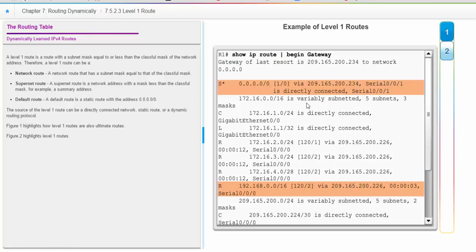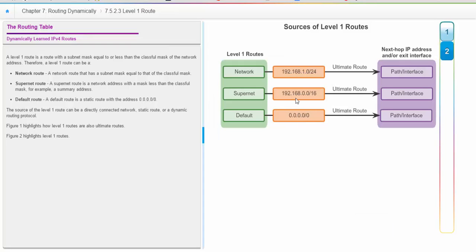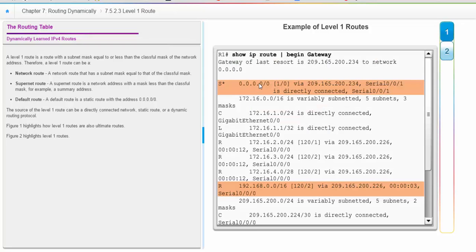Here is our static route. Here is our super route. This is the level 1. So we have our static, and this one is a supernet. See here? Default, supernet, network.